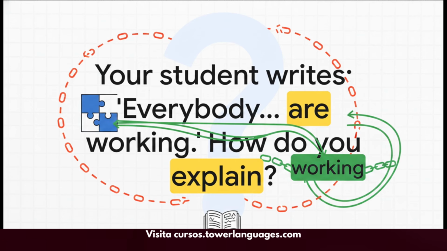So let's put you on the spot. Your student writes this. Everybody in the class are working hard. What do you do? You can't just mark it wrong with a red pen. You have to explain why it's wrong. A good way is to use our blueprint analogy. Tell them to picture everybody as one single block, one unit. And that one block needs a singular verb to match it, is.